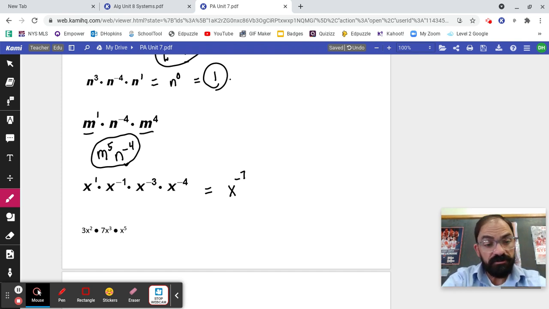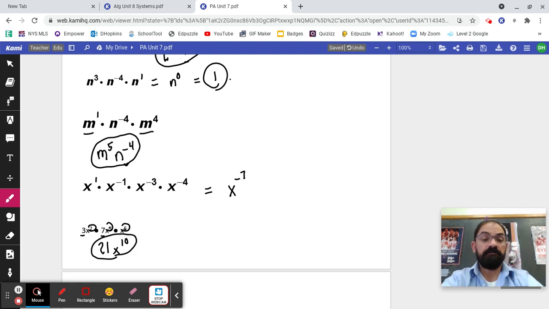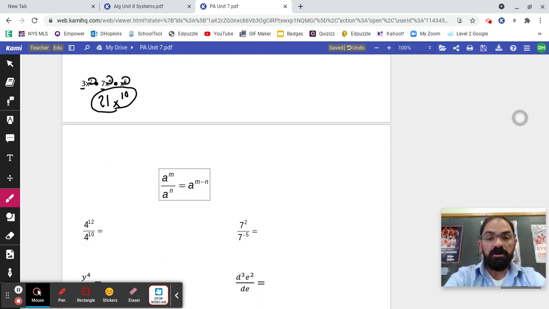And this last one. Numbers out front of the same base, we can multiply. 3 times 7 is 21. I've got x squared times x cubed times x to the 5th. So 2 plus 3 plus 5 is 10. So we add the exponents with the same bases when multiplying. Okay, so that was multiplying.